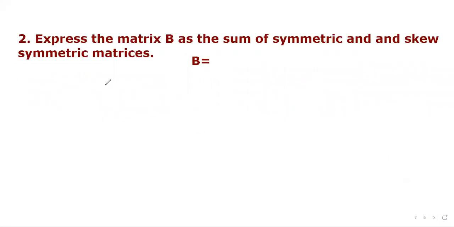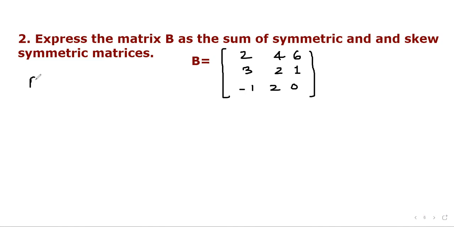Now let's solve one question. We are given a matrix of 3 cross 3. Suppose 2, 4, 6, 3, 2, 1, minus 1, 2, 0. And we have to express it as a sum of symmetric and skew symmetric matrices. So first of all, we have to find B dash. B dash means swapping the rows and columns. So it will become 2, 4, 6, then 3, 2, 1, minus 1, 2, 0.